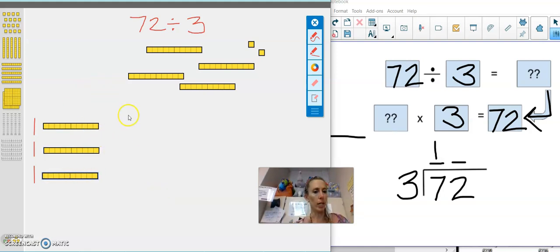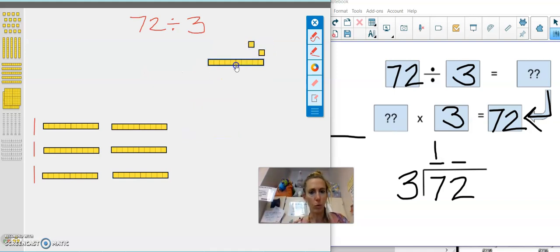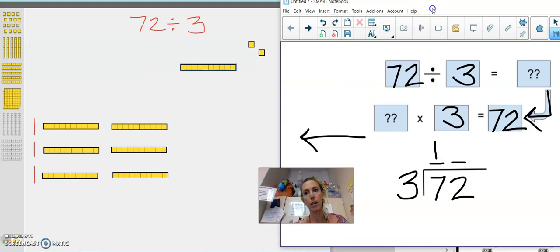Oh, look at that, it worked. But do I have enough to give another 10 to every group? I think I do. Wowza. Do I have enough to give another 10? No, doesn't work out. So let's go back over here. What am I going to end up putting in this tens place?